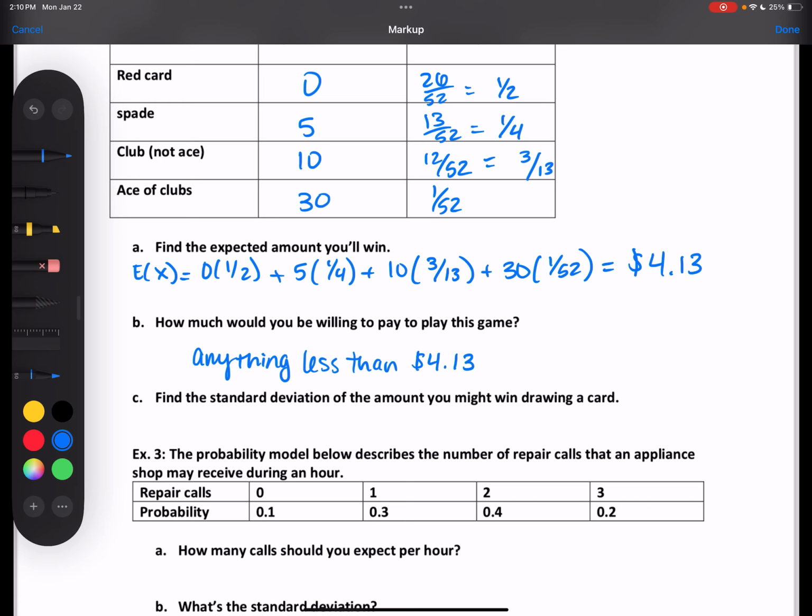Find the standard deviation of the amount you might win drawing a card. So if I'm going to find standard deviation, what do I have to find first? The mu. We've already done that. No, you have to find the variance first. So this is going to be whatever the payout is minus this number, because this isn't a negative number now. So 0 minus 4.13 squared times 1/2, plus 5 minus 4.13 squared times 1/4, plus 10 minus 4.13 squared times 3/13. I think that's where I'm going to mess up. I accidentally put a wrong sign somewhere. That's the hardest part, to be honest. 30 minus 4.13 squared times 1/52.